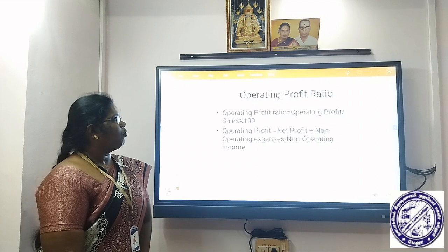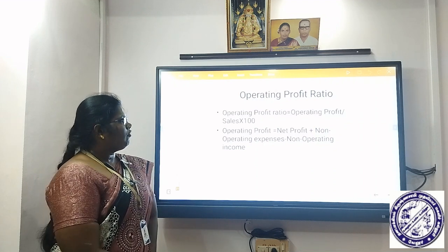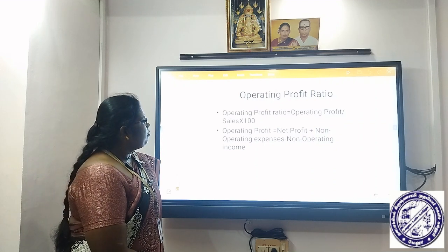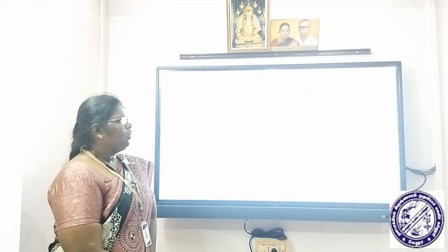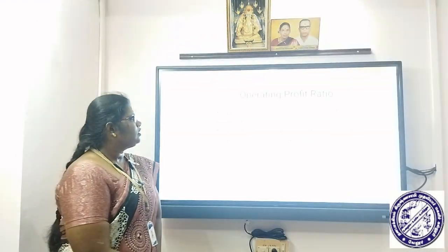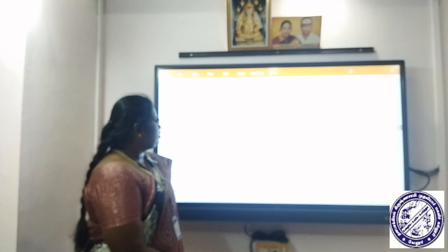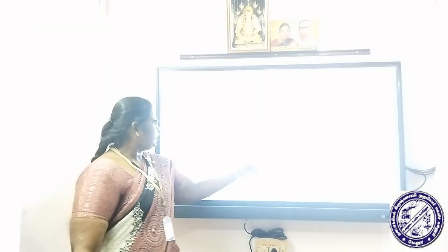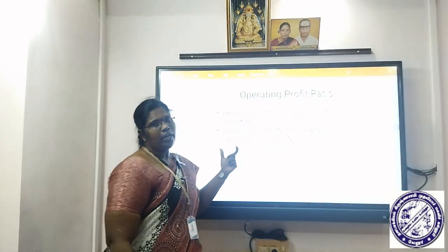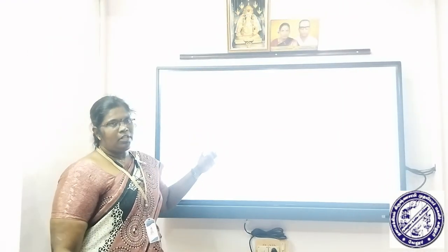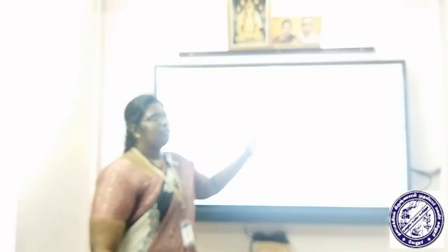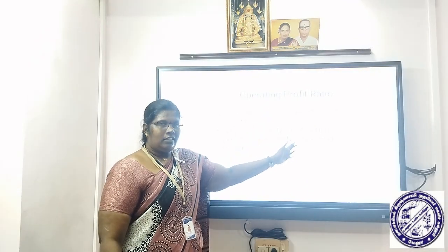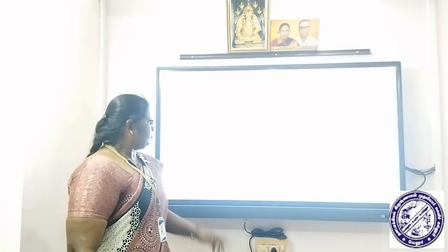Next one is the operating profit ratio. Operating profit ratio is equal to operating profit divided by sales into 100. You calculate operating profit as net profit plus non-operating expenses minus non-operating income. So what are operating expenses and what is operating income? The expenses are shown on the debit side of the P&L account statement, and the incomes are shown on the credit side of the P&L account.